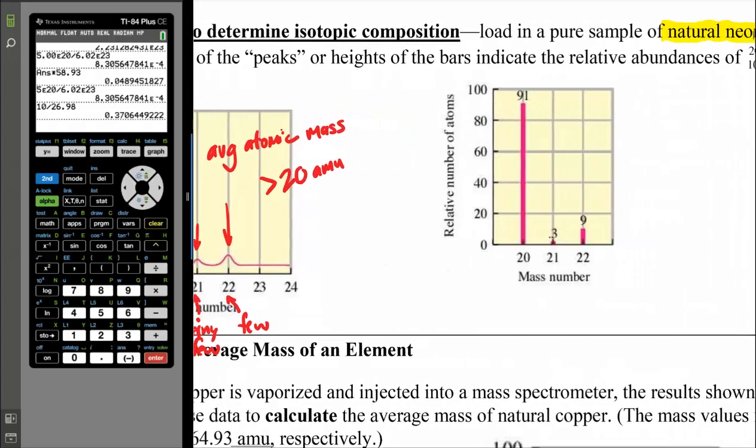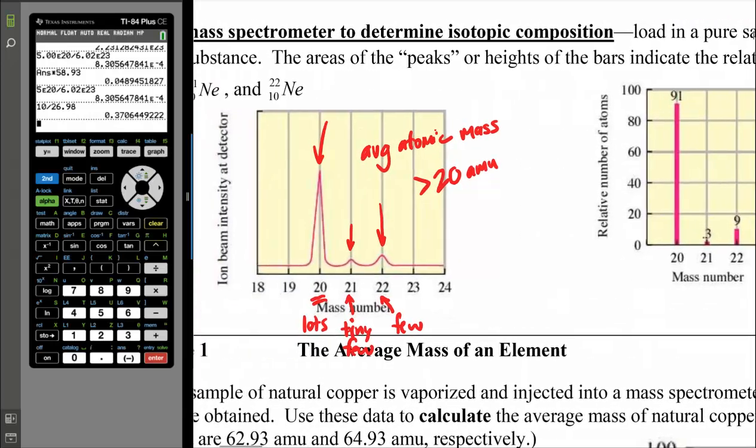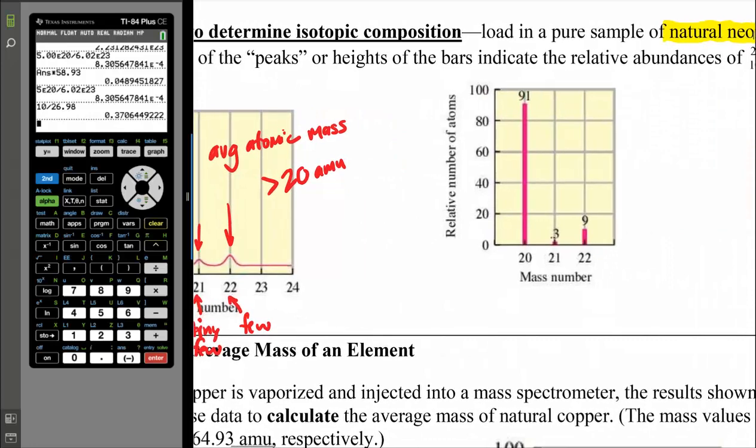We can see it drawn out another way here. The same 3 spikes that we saw in our first graph are drawn out on the second graph. And we can again see that the most dominant one is 20. It's telling us that 91 out of 100, essentially, or 91%, if you want to think about it that way, have a mass of 20. About 9% have a mass of 22. And then just a tiny little fraction of a percent, 0.3%, has a mass of 21. So that's basically like saying what? That's 3 out of every 1,000. It's kind of what that's saying.